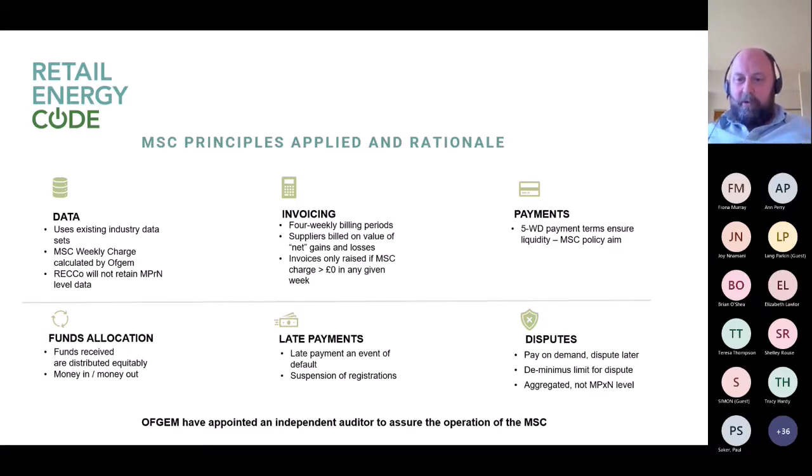28-day rolling period. Again, because we're working to the timetable of the change to charges.